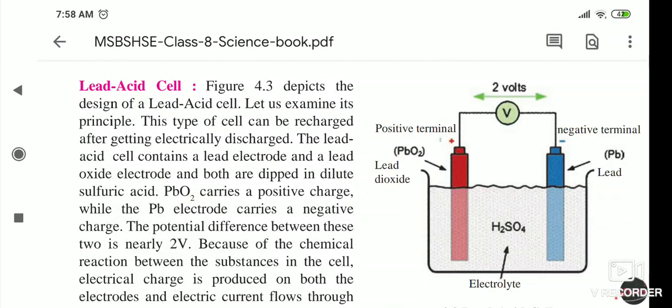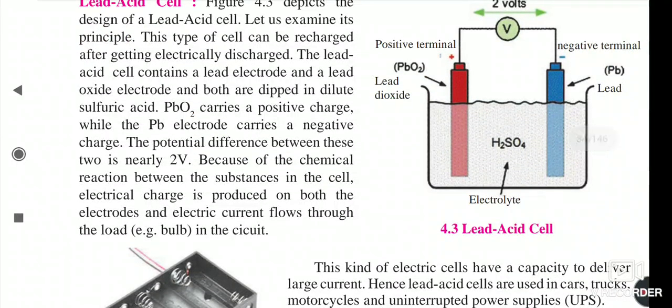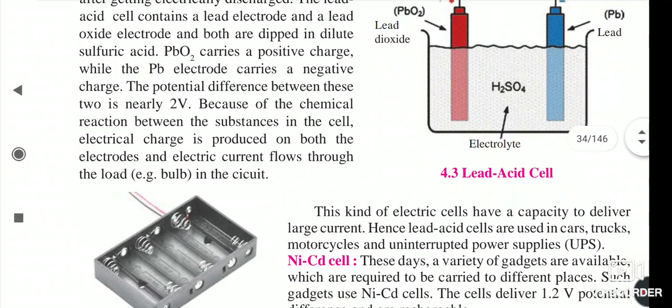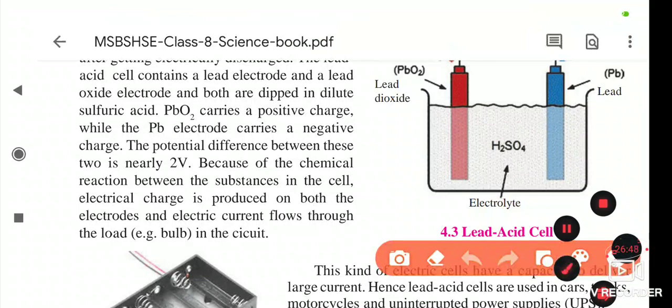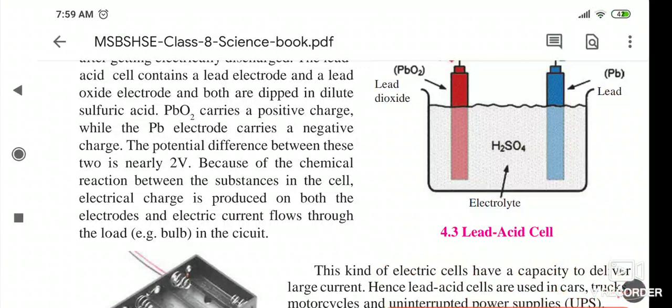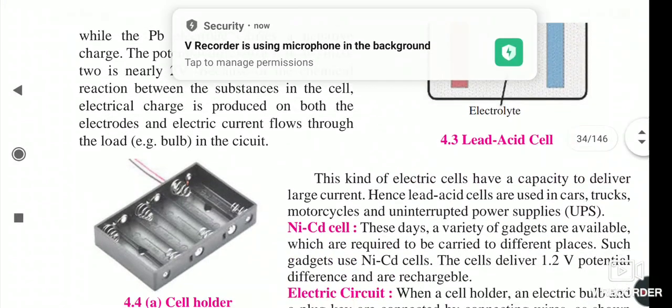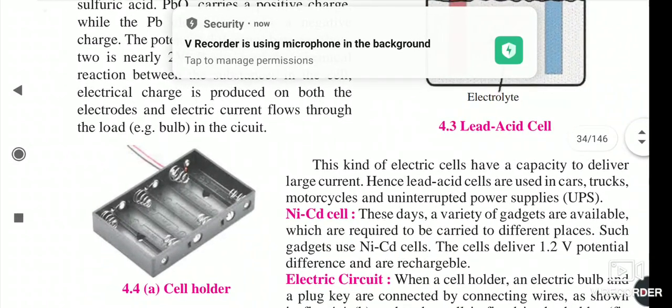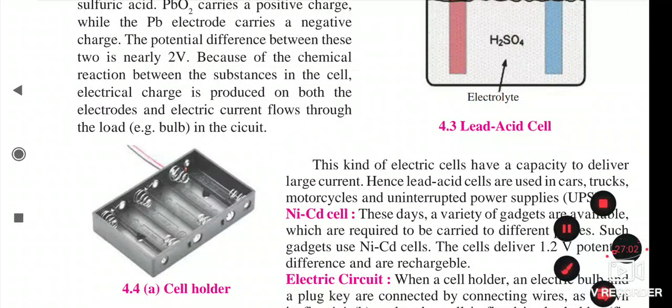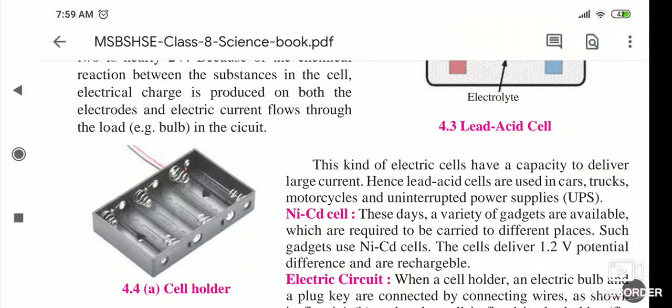Now we saw the structure of the lead acid cell, and a new thing we learned, which is not there in our book, is how it is recharged. It is a rechargeable battery, and this is how we can reuse it again. This kind of electric cell has the capacity to deliver large current, and as we just saw, it also has the large capacity to hold potential difference.